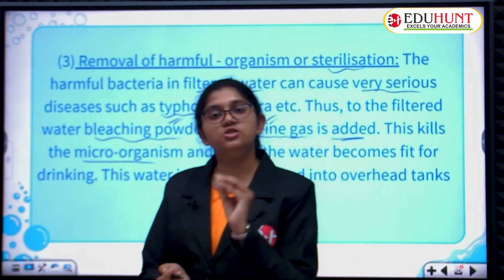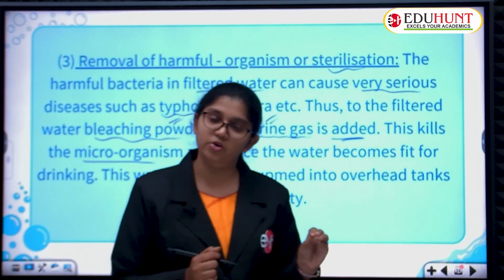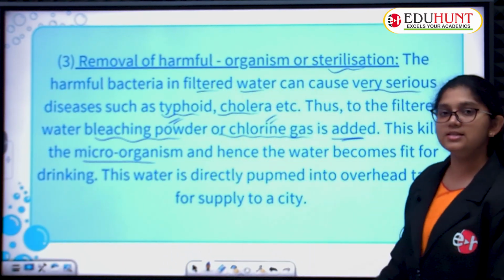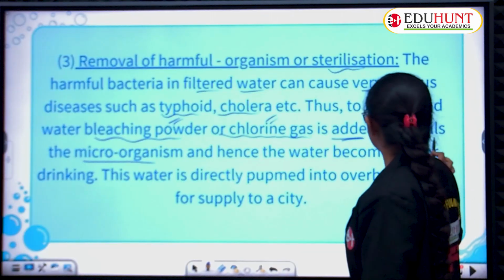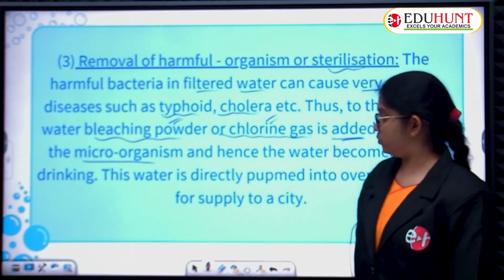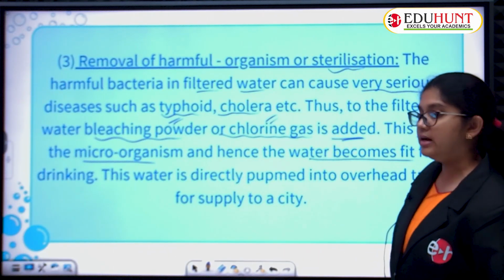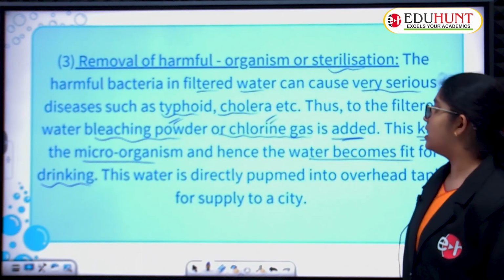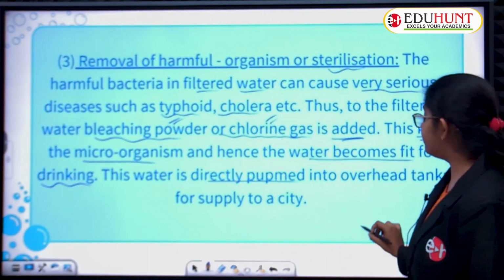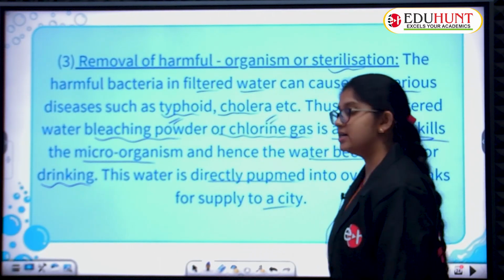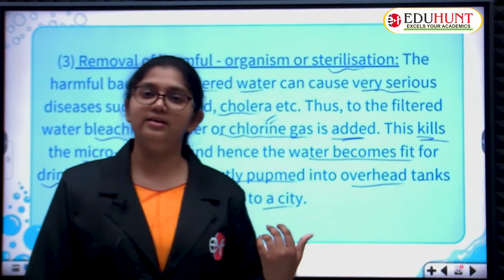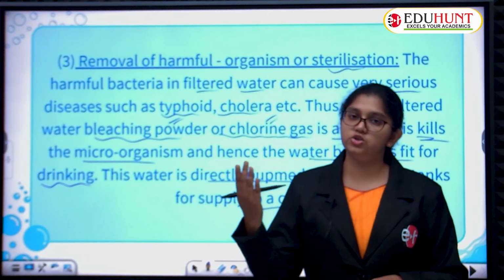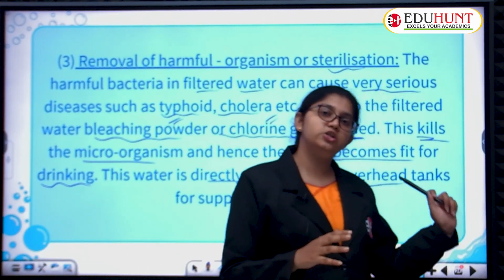So to avoid all such serious disease causing organisms from the water, we are going to eliminate all the water borne diseases through all these three steps, okay. Now, this kills the microorganisms from the filtered water and hence the water becomes fit for drinking, okay. Now it is fit for drinking after chlorination, okay. This water is directly pumped into overhead tanks for supply to our cities. So we get the supply of water from the reservoir to the sedimentation tank, decantation, filtration, loading, chlorination, and then to our homes, okay.